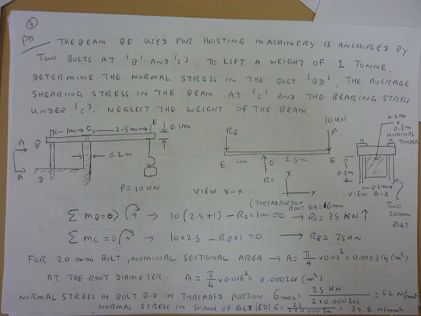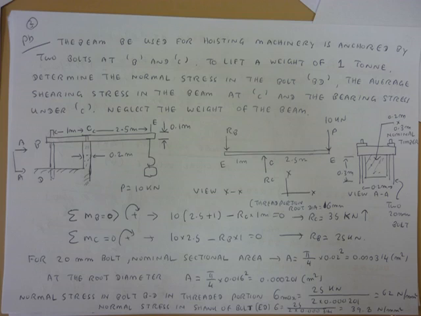And then for the 20 millimeter bolt, the nominal sectional area can be calculated. Area is equal to pi by 4 multiplied by diameter squared. The diameter is 20 millimeter, so if we convert it to meter, 20 divided by 1000 gives 0.02. Pi by 4 multiplied by 0.02 squared gives 0.000314 meter square.